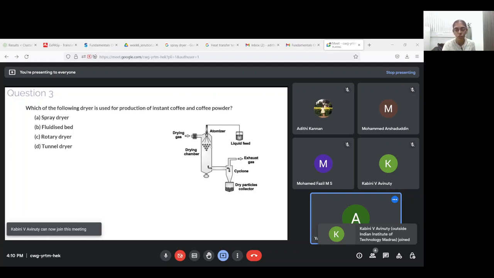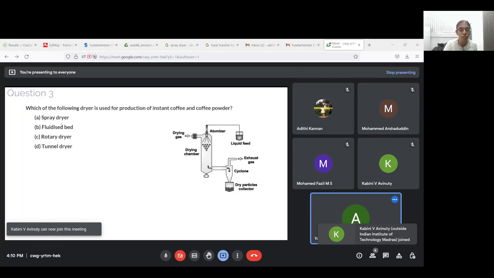Because of these small particles, your surface area increases drastically. Because of the high surface area and the presence of a hot drying gas, all these particles will immediately dry, and you will get all your particles collected here. Whereas the exhaust drying gas will go through a separate outlet. So for any dairy products, like milk powder and coffee powder, a spray dryer is what is used.